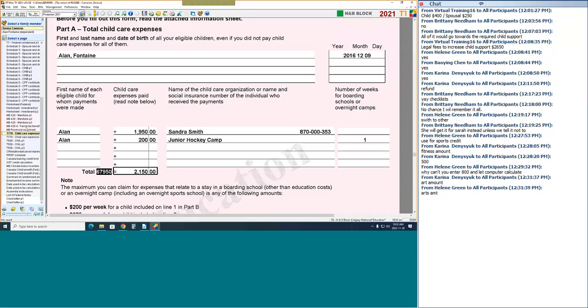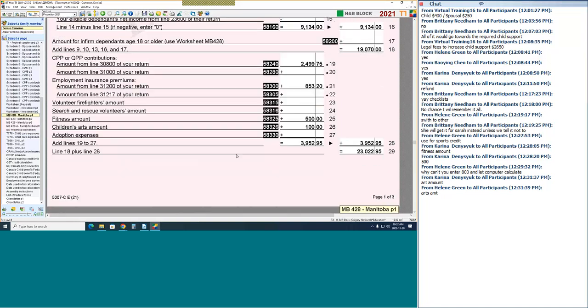If I go to the tax return for Denise now, you're going to find my child care is what my child care was before. Then I'm going to go to the Manitoba credits. And now I'm going to have $500 for fitness and $100 for the children's arts amount with a receipt. Okay? What if he had a disability?